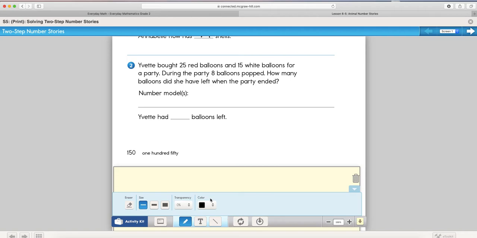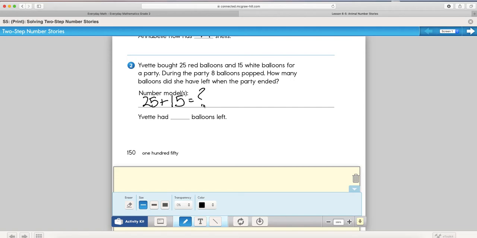It says she bought this many red balloons and this many white balloons. So she bought a group and another group for the party. So we want to put them together because she bought both kinds. So we do want to add the first two numbers, 25 plus 15, and now we need to figure out how many did she buy. So she bought 25 red balloons and 15 white balloons.